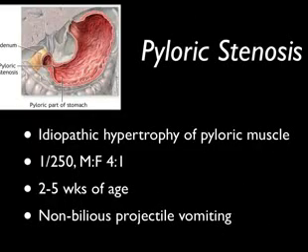Now let's first talk about pyloric stenosis. Pyloric stenosis is where you get thickening, or hypertrophy, of the pyloric muscle here, and it occurs in about 1 in 250 kids at a male to female ratio of 4 to 1, very, very early in life. That neonate that comes in with non-bilious projectile vomiting, every single one of these kids is a consideration for pyloric stenosis.